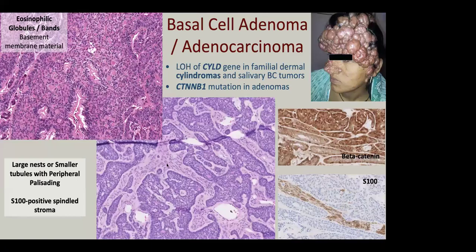Basal cell adenomas can also have this cellular stroma in the background that is diffusely strongly positive for S100. Here you see beta-catenin focally present in the nuclei. It's not always in every single nucleus, but if it's present in any nuclei, it's generally regarded as positive. The difference between adenoma and adenocarcinoma is, of course, the presence of invasion. Usually they're low grade.